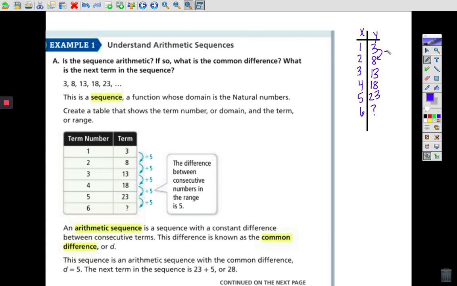So I even drew some arrows like that table has so that I see that we're adding 5 to each term. The difference between the consecutive numbers in the range is 5, so that's our common difference. This sequence is an arithmetic sequence with a common difference of 5, so that means D equals 5. So the next term in our sequence would be, so hold on, let's write this out. So yes, it is arithmetic.